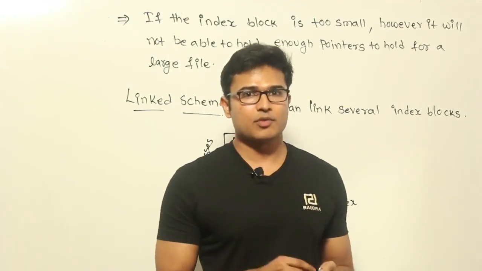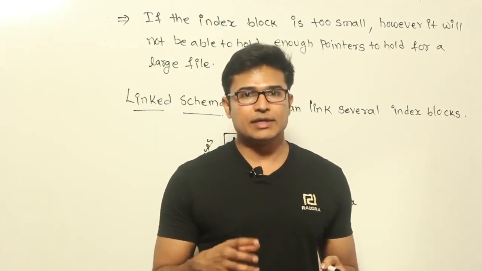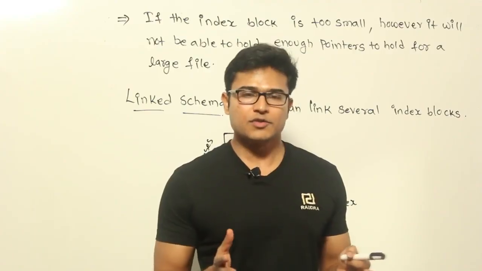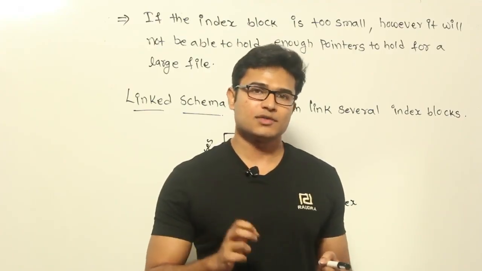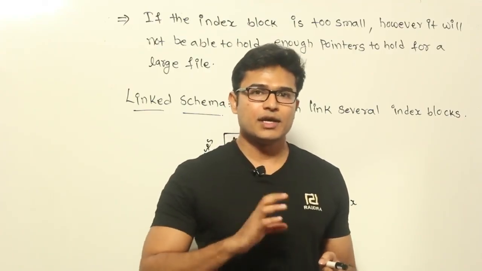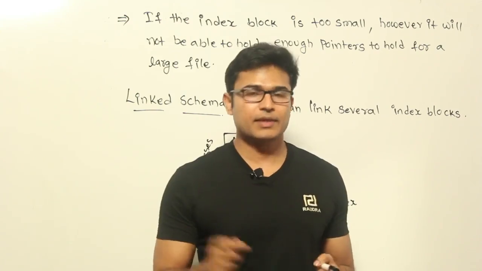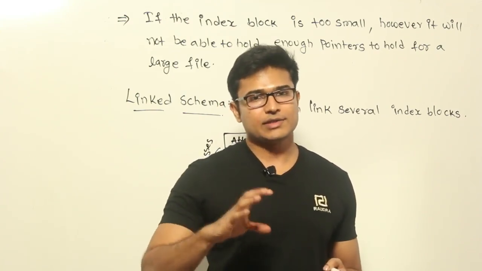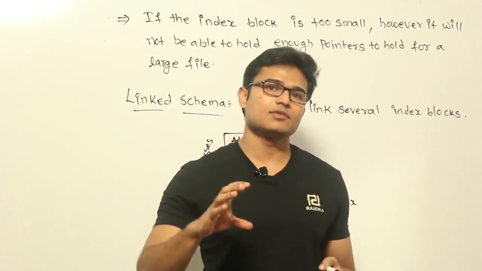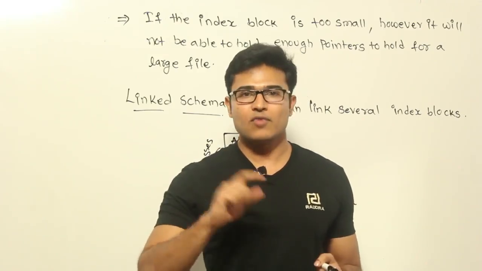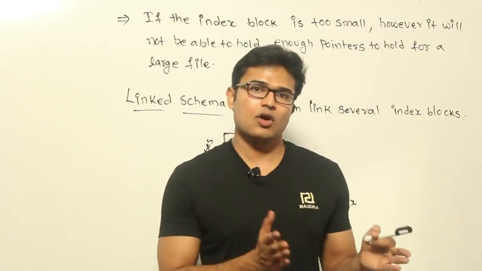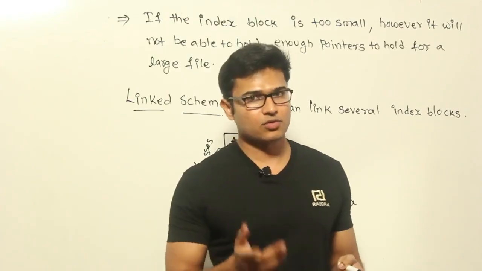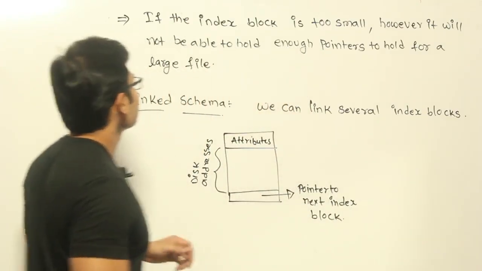But the other problem is if the size of the index is too large, which means the number of blocks allocated to a file are too many. In that case you might have to have a lot of entries in the index block, and one index block or one data block cannot hold all the pointers, right? In that case, what to do? Let's see this.